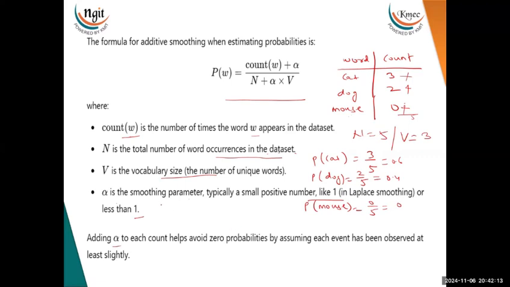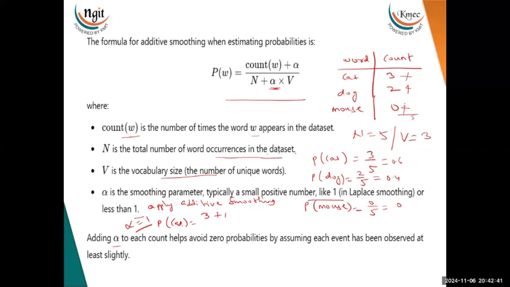Now, after applying additive smoothing, the probabilities will become like this. The probability of cat would be, just substituting into the formula, where please consider alpha as 1. Consider the alpha value as 1. That is our Laplace smoothing technique.